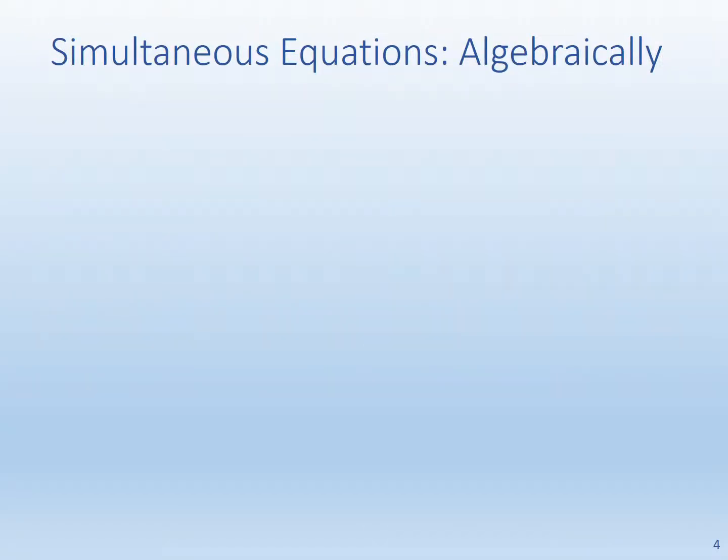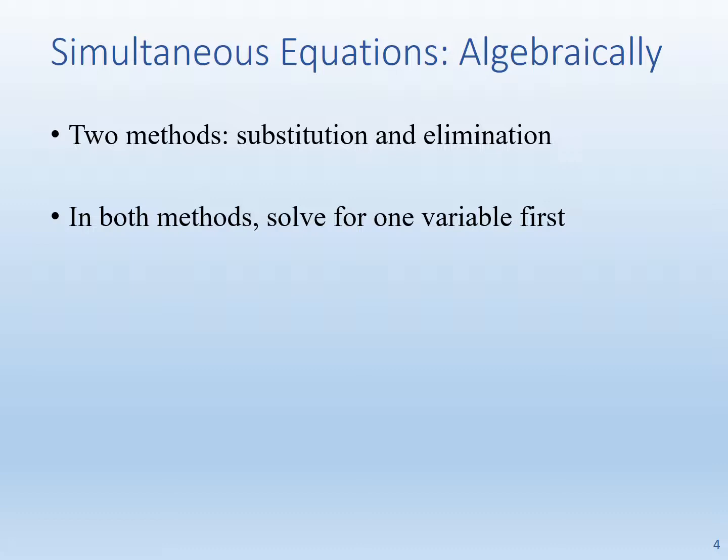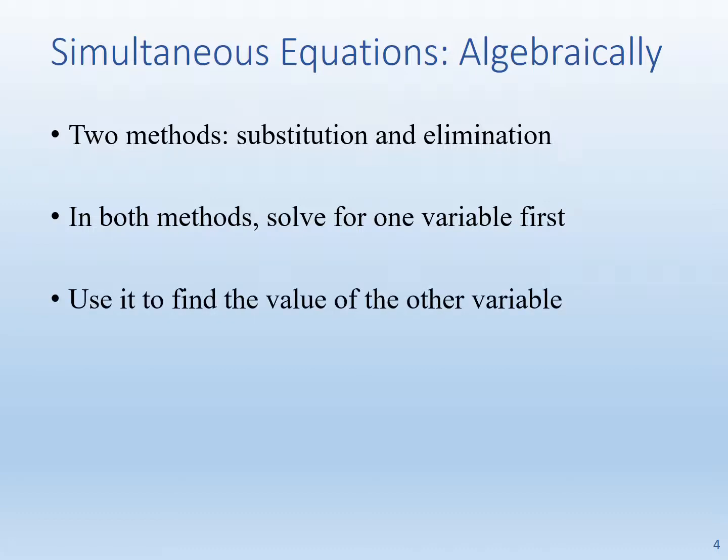Algebraic methods have two advantages. They lead to an exact solution, and they can be used to program a computer to find a solution. There are two methods that can be used, substitution and elimination. In both methods, the technique is to solve for one variable first and then use that value to find the value of the other variable.